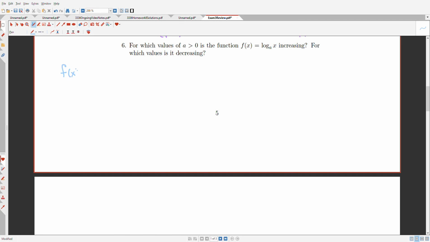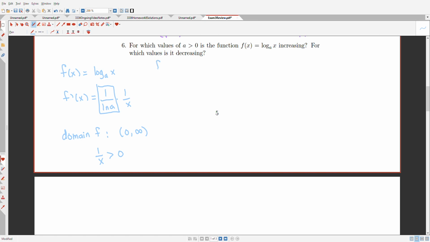If f of x is the log base a of x, then f prime of x is 1 over the natural log of a times 1 over x. And one thing that's worth remembering here is that the domain of f, for any logarithm, is just your positive numbers. So what this tells me is that the derivative, 1 over x, at least that part of the derivative, is also positive. So what we learn here is that the sign of f prime of x is completely determined by the sign of this thing, 1 over natural log a.